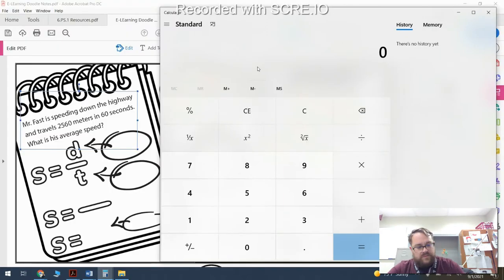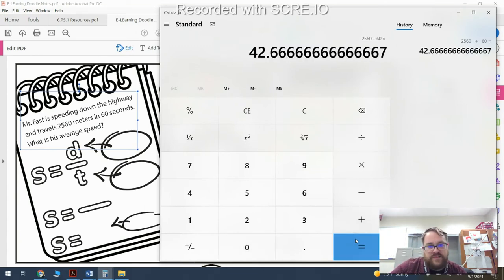So we're going to go 2,560 divided by 60. That's going to give us a decimal here. So 42.6, a bunch of sixes and a 7. So we're going to round. Just to keep it real simple, since this number is over 5 right here, we're going to change this number to a 3. So we're going to round up from 42.6 repeating to 43.